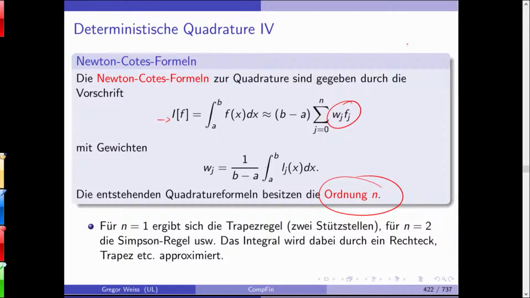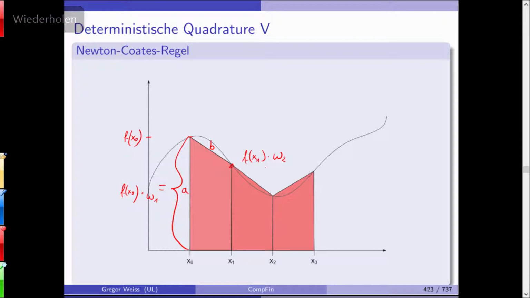For n equal to 1, you get the trapezoid rule with 2 knots, 2 Stützstellen. For n equal to 2, you get the so-called Simpson rule. And in this case, you're using a rectangle or a trapezoid. And actually, the idea is that the geometrical shapes get a little bit more complex, have more sides, and in the end, of course, your integral is approximated in a better way. So by increasing the number of knots, you are able to increase the accuracy of your approximation.